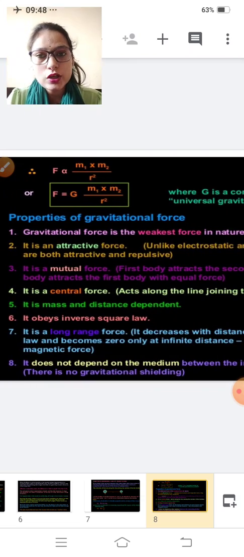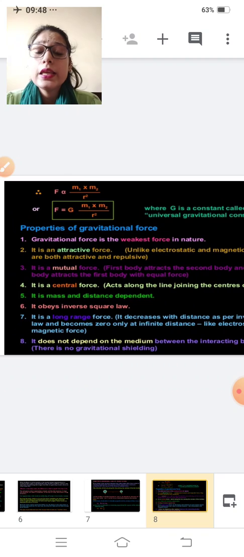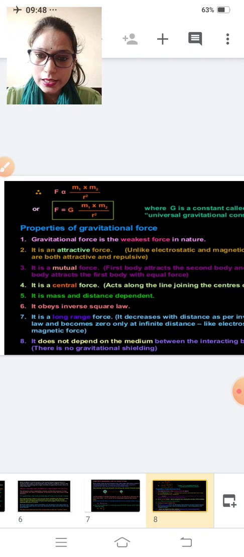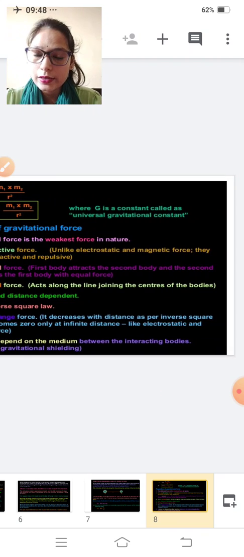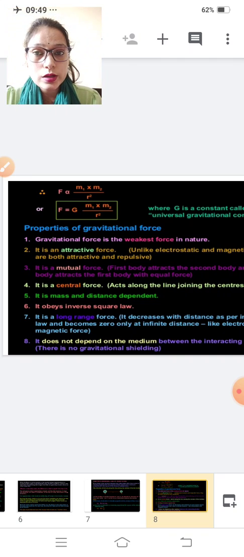There is no gravitational shielding. I think this is a very easy point and everything is clear to you. I'm reading once more, listen carefully. Gravitational force is the weakest force in nature. It is an attractive force, unlike electrostatic and magnetic force, which are both attractive and repulsive. First, it is a mutual force. That means the first body applies force to the second body, and the second body applies force to the first body. It is mass and distance dependent. It obeys the inverse square rule.